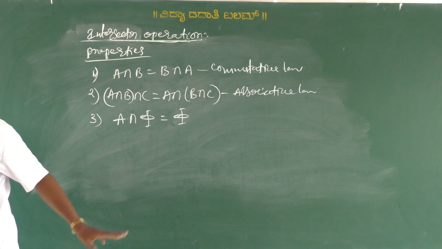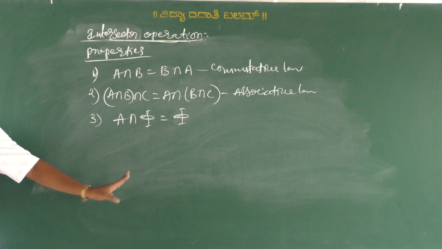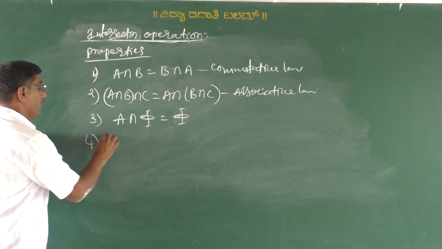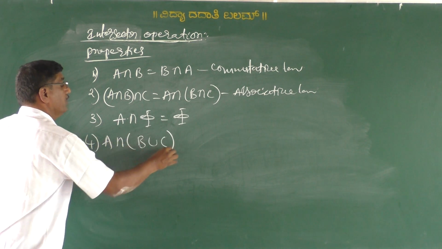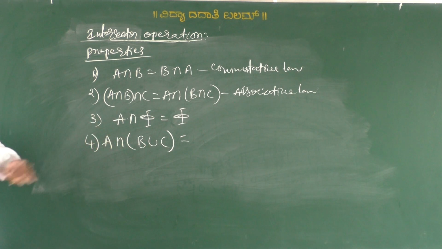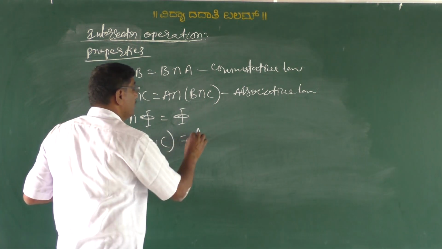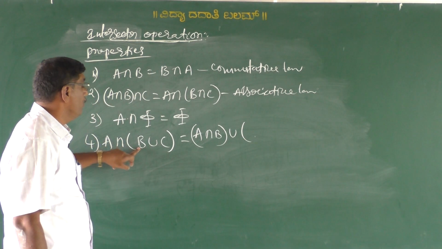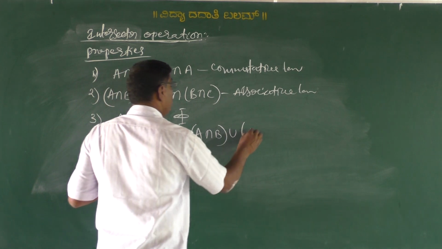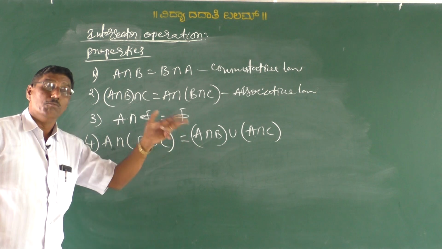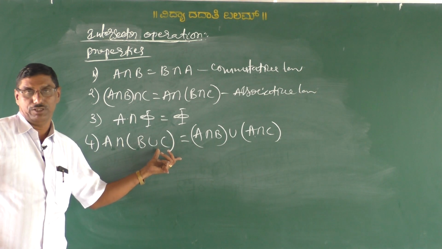Yes, all of you. And there is another one here: distributive law over what? Intersection. That is the fourth one. A intersection of B union C is equal to A intersection B union A intersection C. This is related to both union and intersection, my dear students.